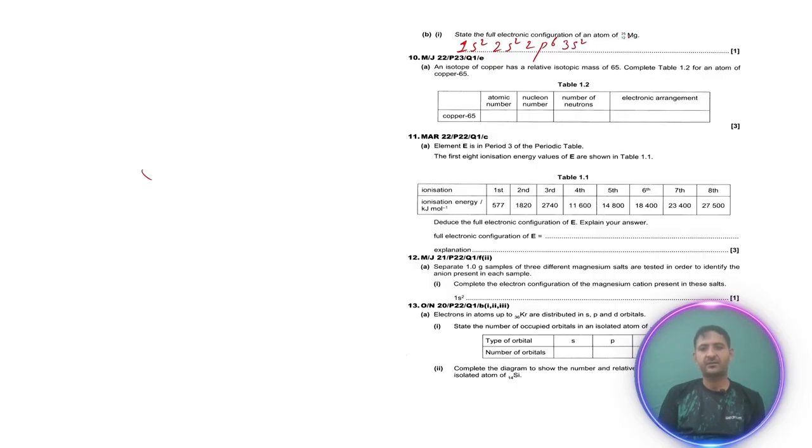3s2. So it is 12. So there are 12. Okay. An isotope of copper has a relative isotope mass of 65, complete table 1.2.